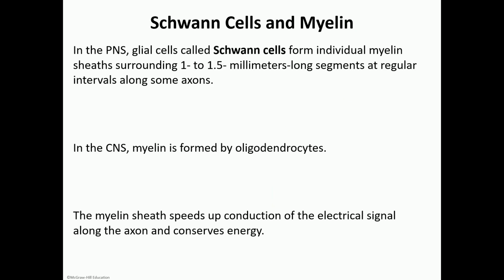So we kind of already talked about Schwann cells and myelin. In the peripheral nervous system, glial cells known as Schwann cells form the myelin sheath, while in the CNS, myelin is formed by oligodendrocytes. The myelin sheath, as we mentioned, speeds up the conduction of the action potential along the axon, and that conserves the energy.